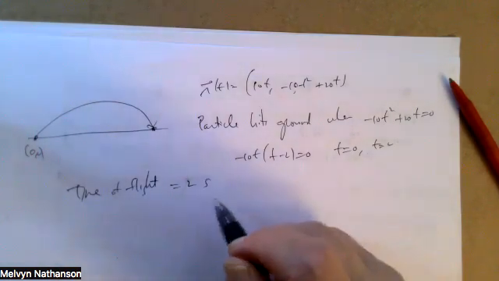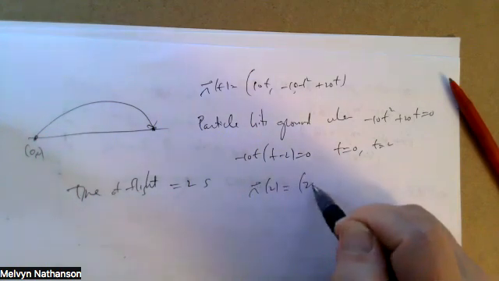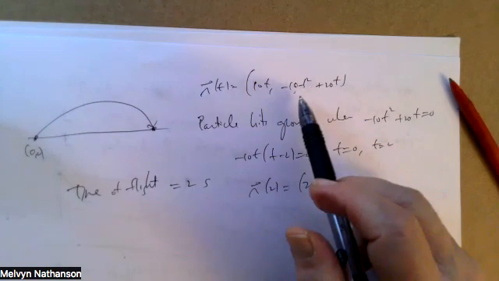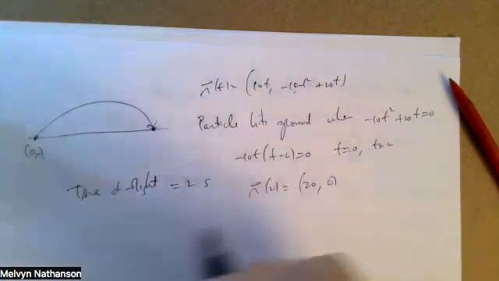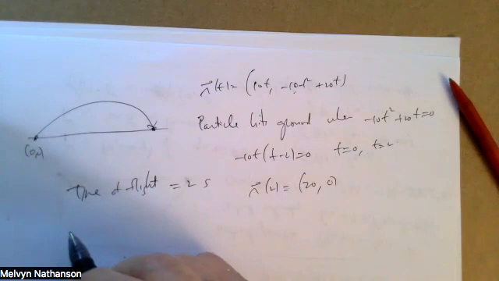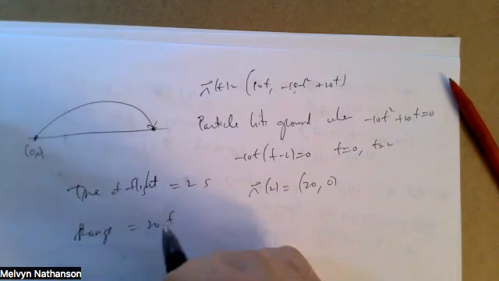What is the distance it's traveled? Well, the position when t is equal to 2 is 20. When t is equal to 2, minus 4 is 0. So the distance of the flight, the range, is 20 feet.